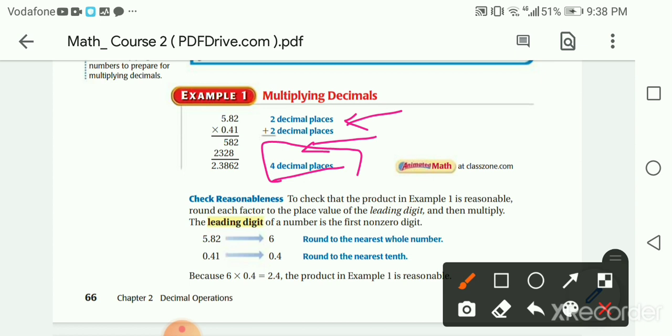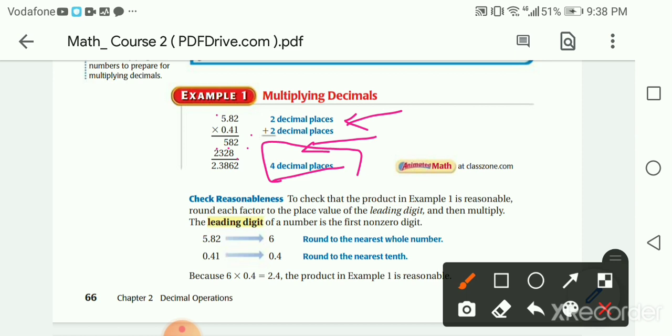So here, multiply 1 times 2, 2; 1 times 8, 8; 1 times 5, 5. This is the first one, the first digit 1. Then 4 times 2, 8; 4 times 8, 32, 2 carry 3; 4 times 5, 20, plus 3, 23. Then what should I do? I add both numbers, 582 plus 2328. I add them together.